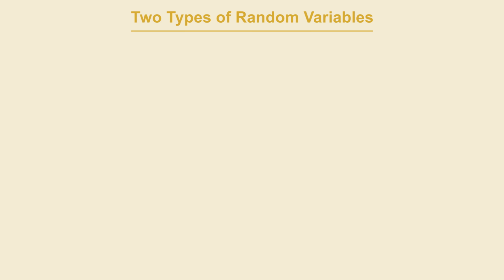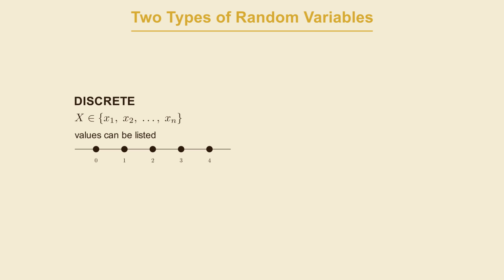Now, there are two fundamentally different types of random variables, and the distinction shapes everything that follows. A discrete random variable takes on a finite or countably infinite number of values. The essential feature is that you can list all the possible values. Even if the list is infinitely long, the values are separated from one another. There's always a gap between adjacent values, which means you can always name the next one.